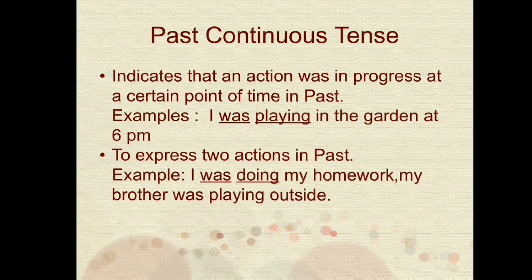Let's check the use of past continuous tense. Past continuous tense is used to indicate an action which is in progress at a certain point of time in past. For example, I was playing in the garden at 6 p.m. And this tense is also used to express two actions in the past. For example, I was doing my work, my brother was playing outside.